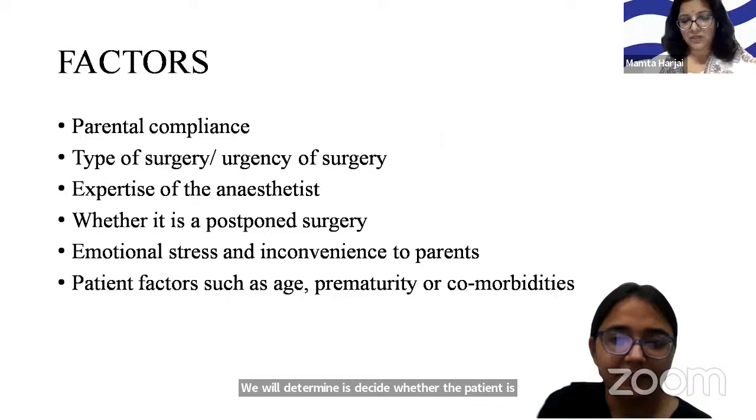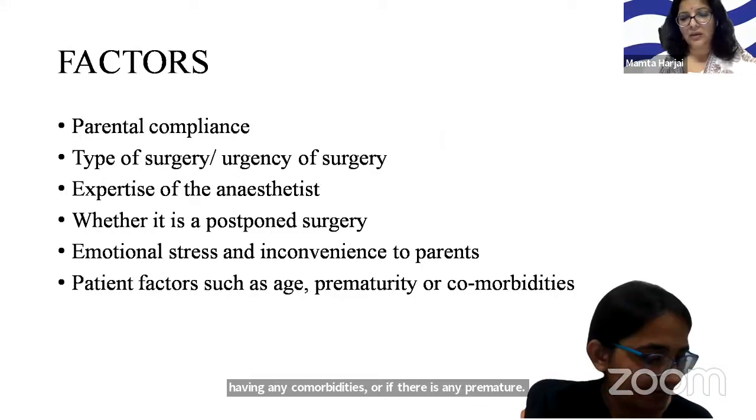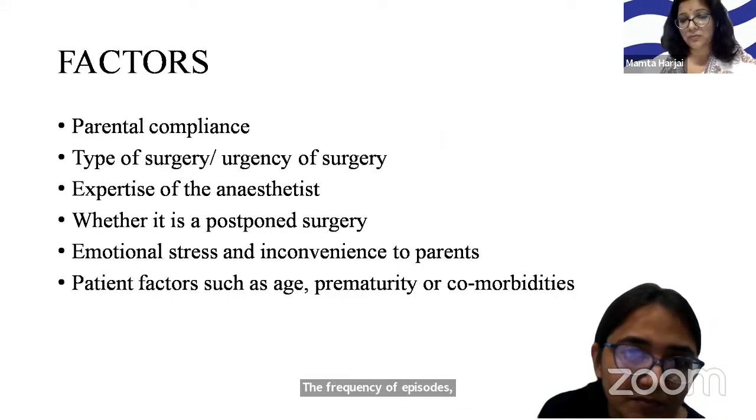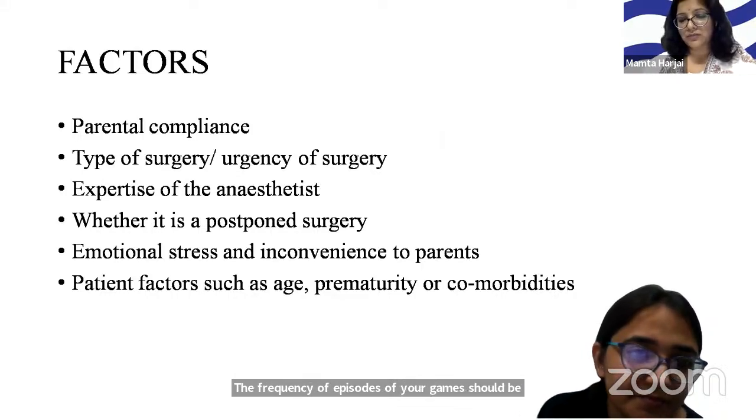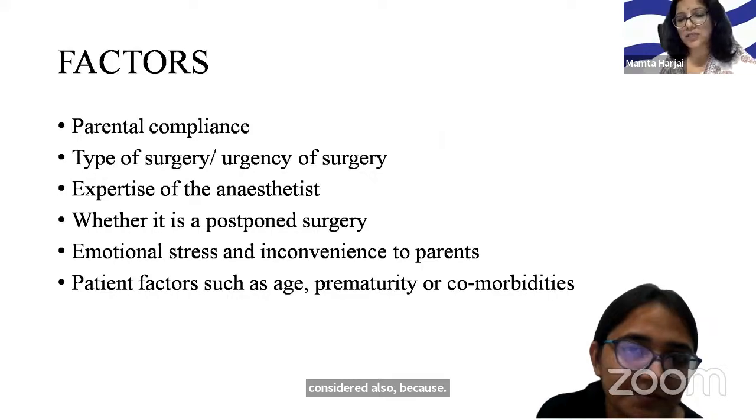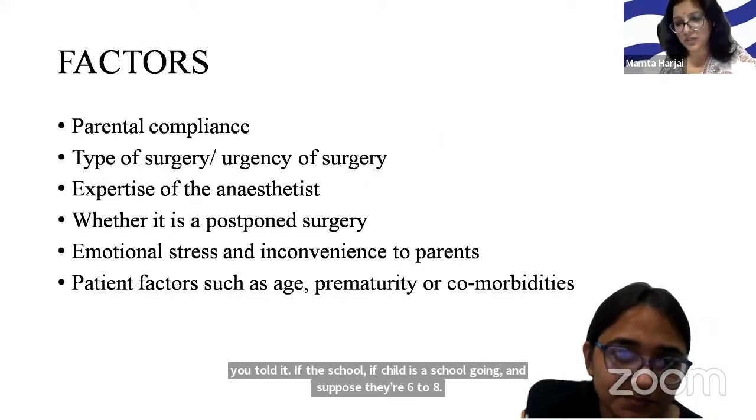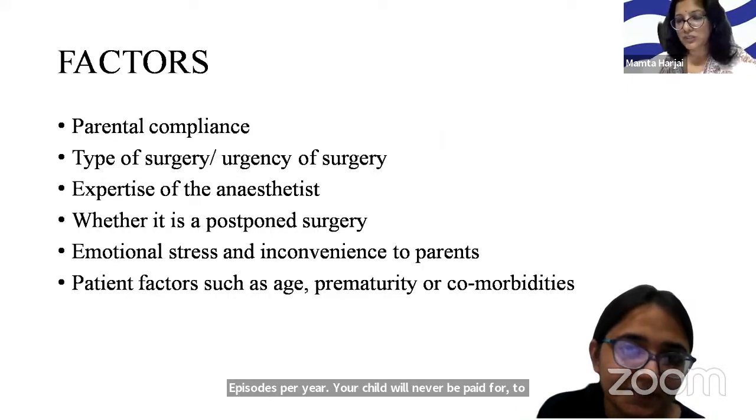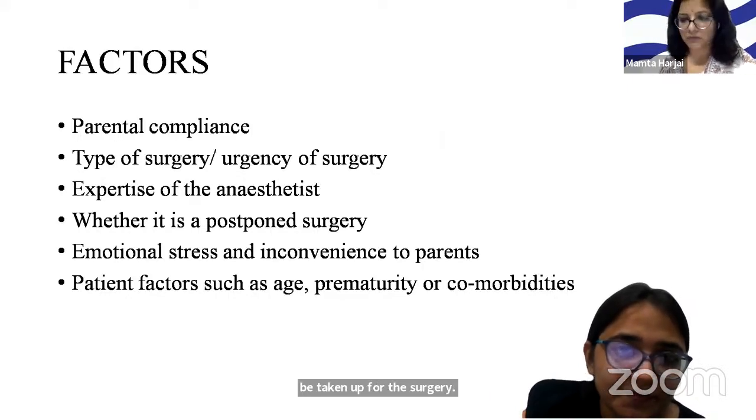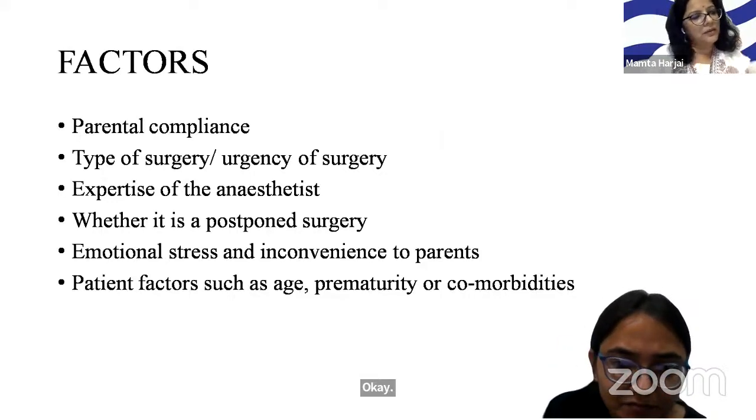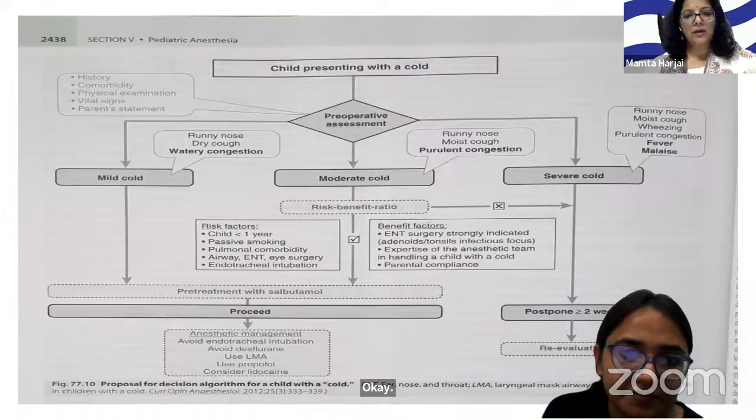Apart from these factors which you just mentioned, the frequency of episodes of URTIs should be considered also, because as you told, if the child is school going and suppose there are 6 to 8 episodes per year, the child will never be fit to be taken up for the surgery. So frequency of episodes is also an important factor which should be considered. Okay. Now coming to the next slide.